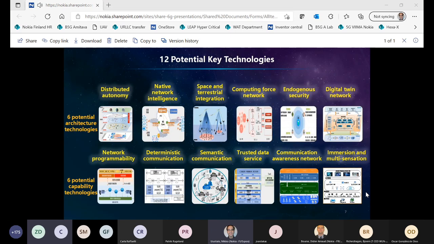In order to support the design of 6G architecture, we summarize the future network technologies into 12 items. It includes six potential technologies that directly affect architecture and six potential technologies that affect capabilities. And then I will select several items to share in detail.